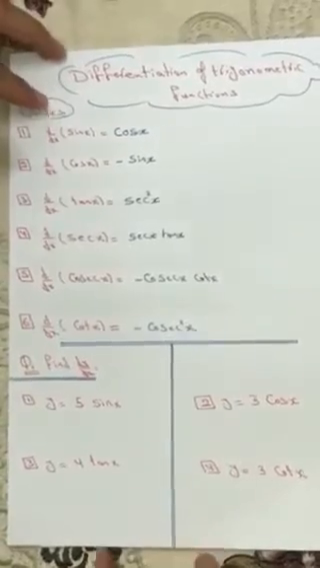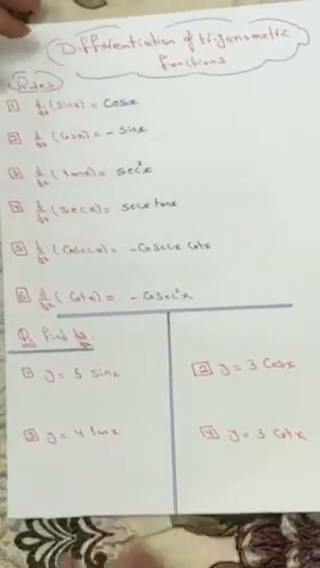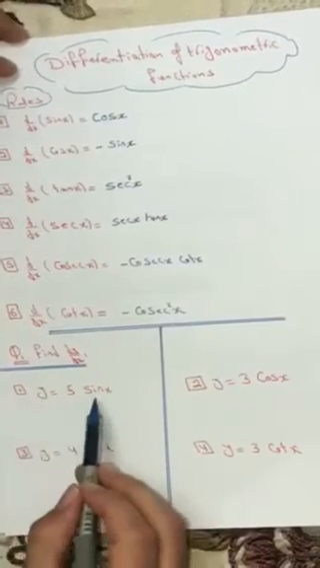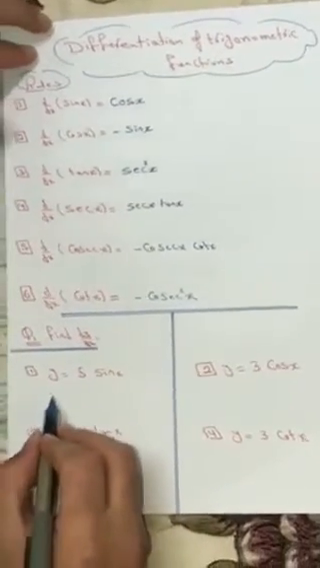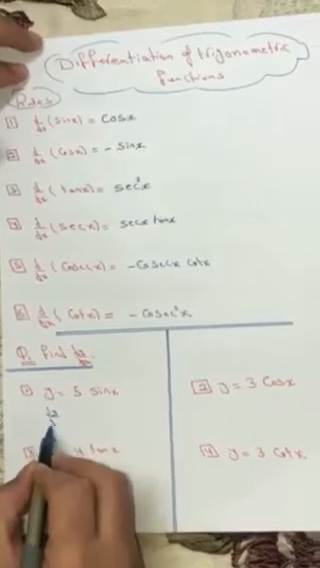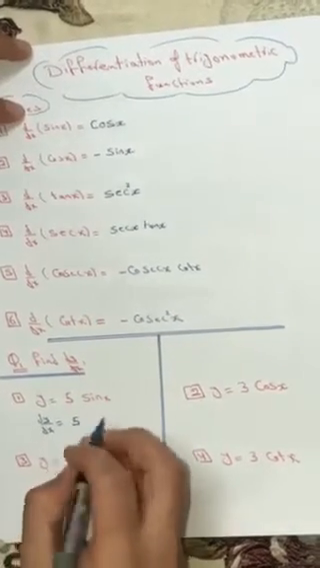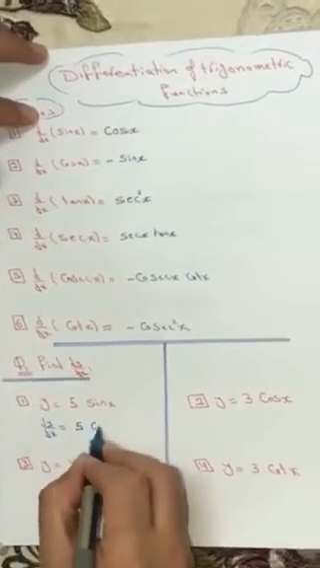Now let's start with question number 1. Question said find dy by dx. Y equal 5 sine x. So dy by dx equal 5 is a constant, so keep it. Derivative of sine x is cos x.